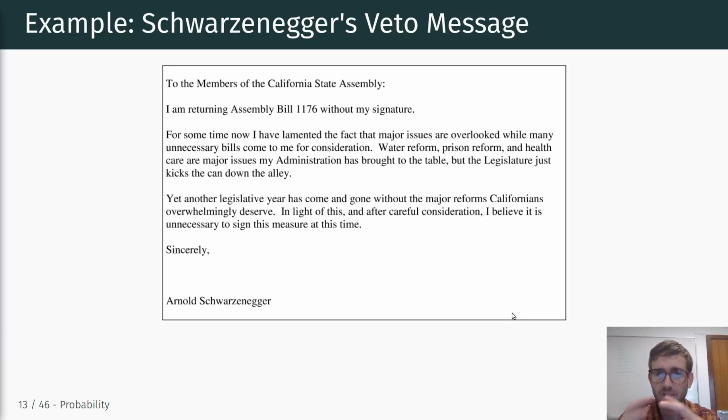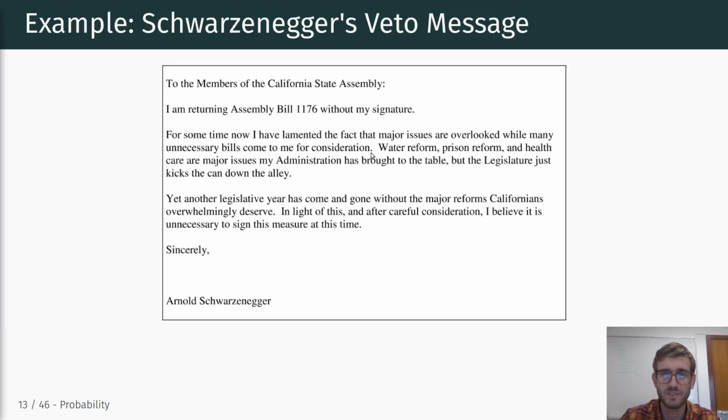Okay. The next example is another fun example from the time when Schwarzenegger was a governor in California, and this is also discussed in the chapter. In one of his messages on a bill that was passed by the Democrat-controlled state Senate, or the state assembly, Arnold Schwarzenegger refused to sign the law and returned the bill with a message that stated the following.